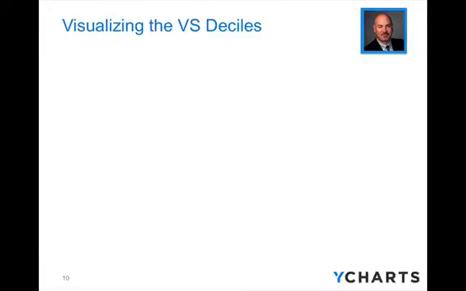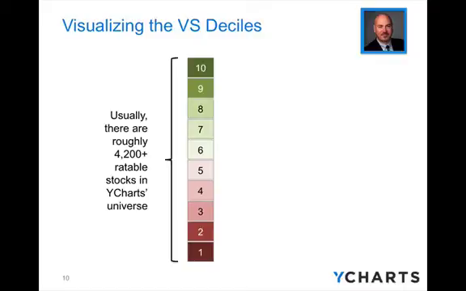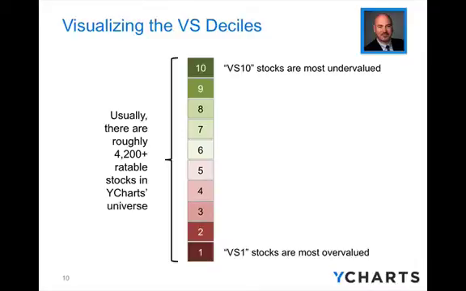Now, how do we visualize these value score deciles? This is what I think of when I think of the value score: 10 equally sized boxes. Usually there are about 4,200 rateable stocks in the universe, and so each one of those would have a tenth of the number of stocks, about 420. Now, the VS10 stocks are the most undervalued ones. In other words, these are the ones that screen the most undervalued vis-a-vis our 6-factor model. And value score 1 stocks are conversely the most overvalued.